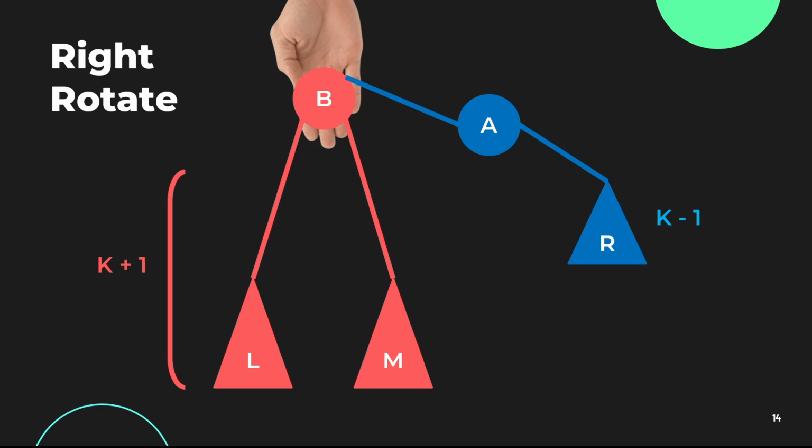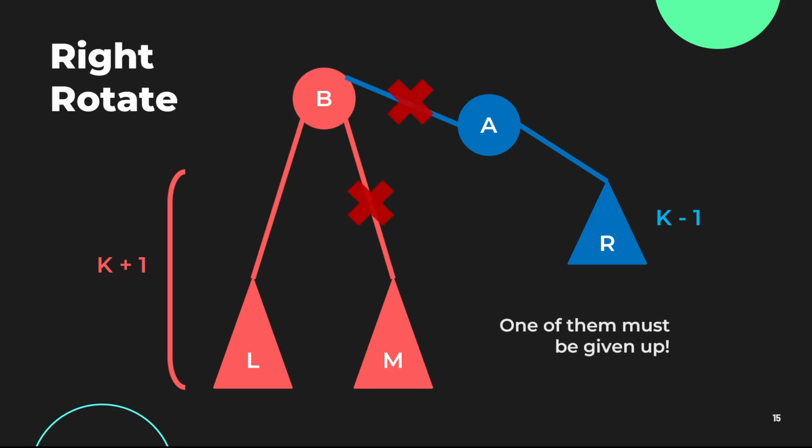Now what happens here? When B becomes on top, it is a binary tree, right? So it cannot hold 3 children. So what to do next? One of them should be given up. Which one should we give up? The A or the M? The M. Why not the A? Because that will be disjoint, okay? Because you will separate them.